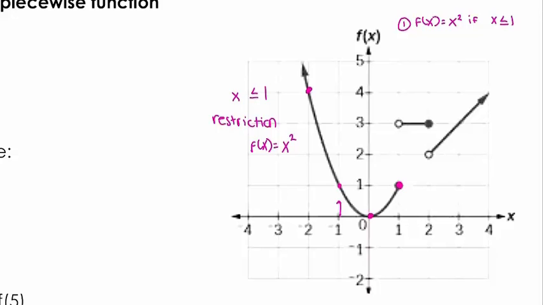Now looking at our second one, we have a line. We know that this is going to be a y equals because it is a horizontal line. It's going to be y equals 3, and the restrictions are going to be that x is less than or equal to 2, but greater than 1. We put that it's just greater than 1 because there's an open dot on the 1, but there's a closed dot on the 2. So our second function is going to be f of x is equal to 3 if x is greater than 1, but less than or equal to 2.